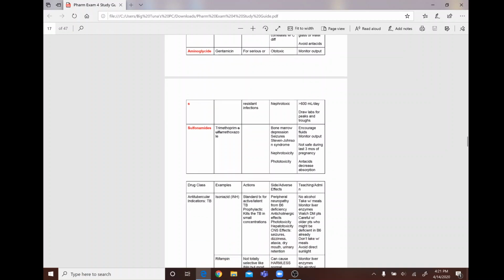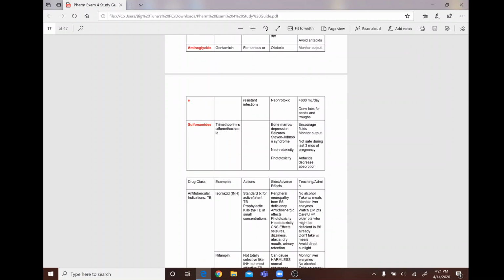All right, sulfonamides. Give me an example of some sulfonamides. TMP-SMZ. What are side and adverse effects of sulfonamides? Bone marrow depression, Stevens-Johnson syndrome, nephrotoxicity, phototoxicity.